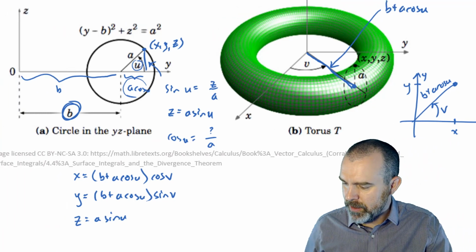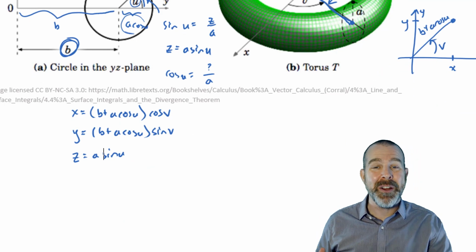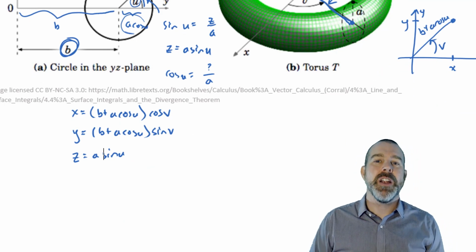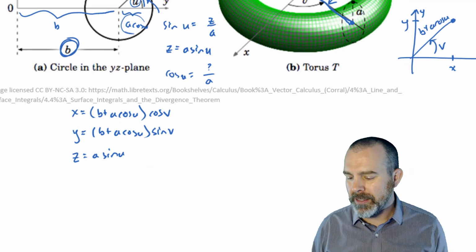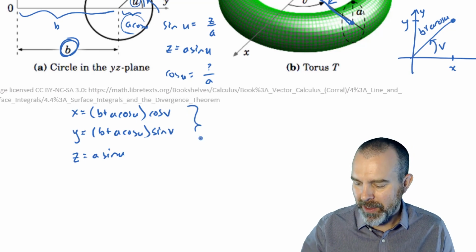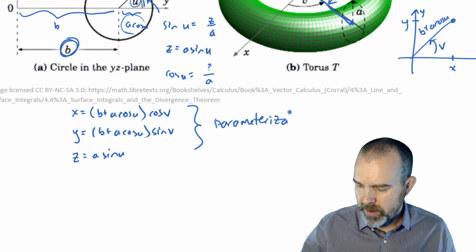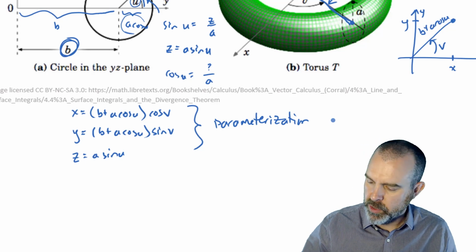Incidentally, this is not a trivial example for a student to do on their own. It's just an example for us to do together. The ones that you will have will be a little bit more manageable than this one. But what we have here is a parameterization of the torus.